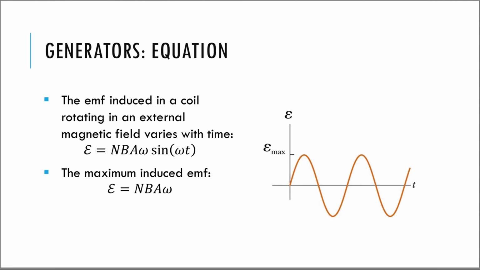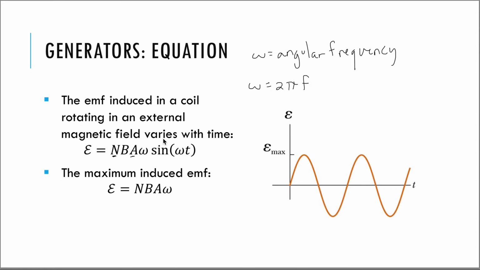So we're not going to show the derivation, but it turns out that if you use Faraday's Law, you can figure out that the EMF induced is going to be given by this expression. N is the number of loops, B is the external field, A is the area of the loop, omega is the angular frequency of the loop. We haven't seen that one in a while, but we learned a little bit about it in Physics 1. It's equal to 2 pi f, where f is the frequency.